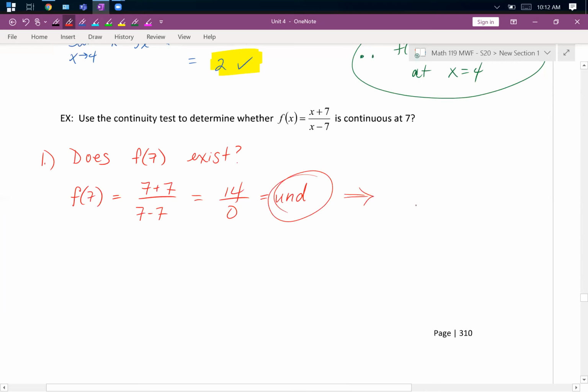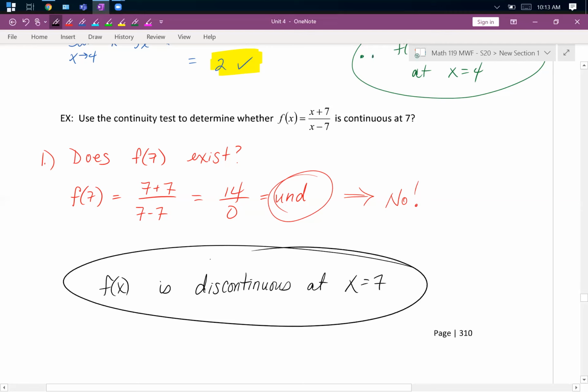No, it does not. So I'm not even going to waste my time doing the rest of the test because all three things have to happen. If this first one doesn't happen, I'm not going to waste my time with the rest. I'm going to simply conclude at this point, f of x is discontinuous at x equals 7.